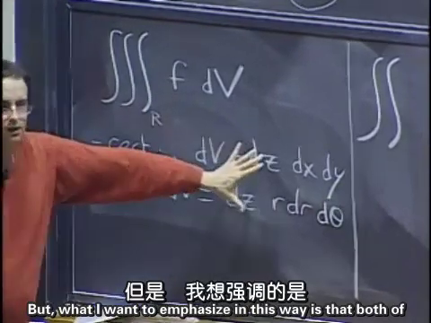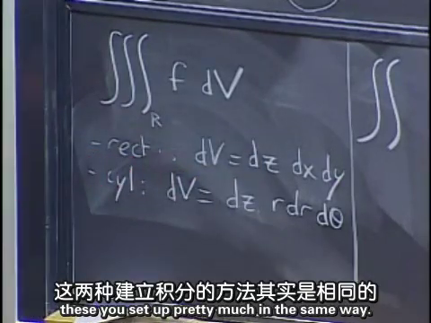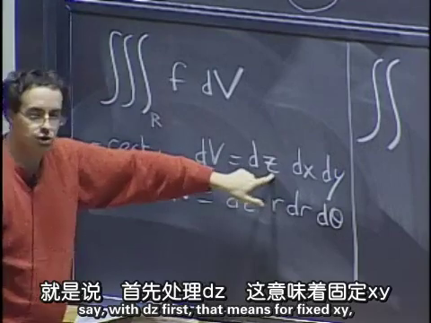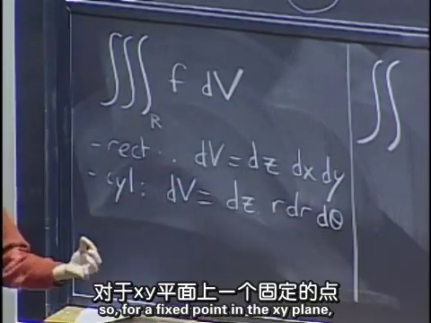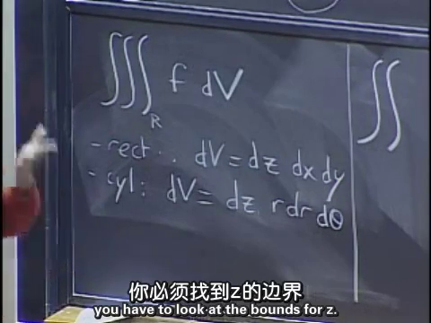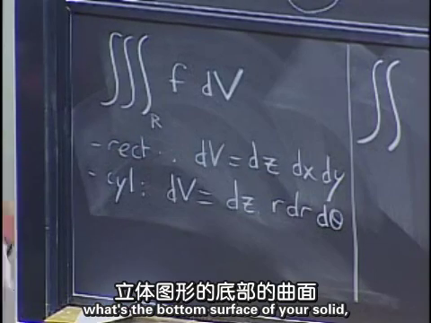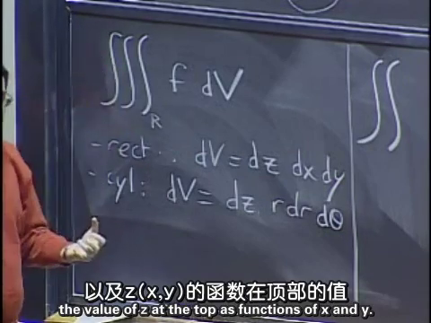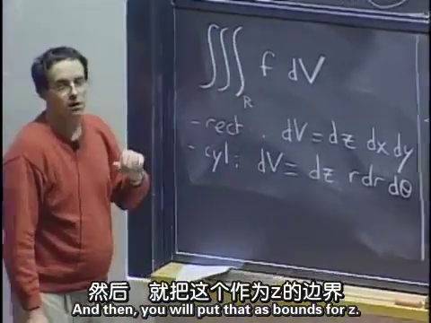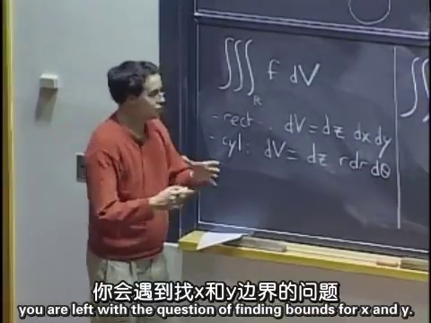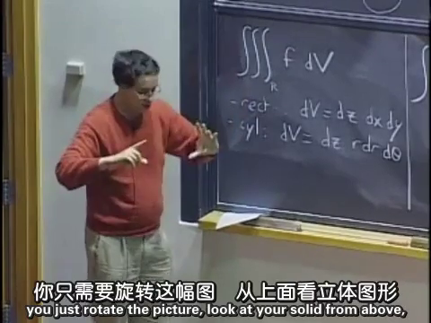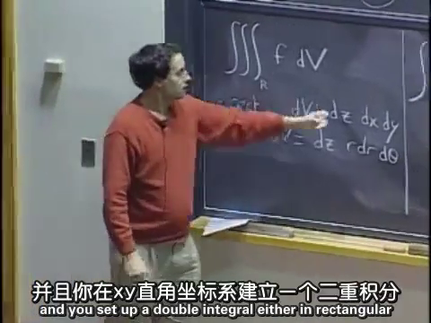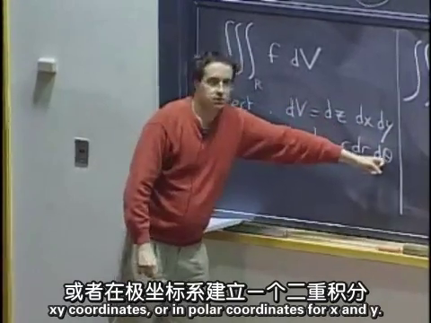But what I want to emphasize in this way is that both of these you set up pretty much in the same way. So remember, the main trick here is to find the bounds of integration. So when you do it, say, with dz first, that means for fixed xy, so for a fixed point in the xy plane, you have to look at the bounds for z. So that means you have to figure out what's the bottom surface of your solid and what's the top surface of your solid. And you have to find the value of z at the bottom, the value of z at the top, as functions of x and y. And then you will put that as bounds for z. And once you've done that, you're left with a question of finding bounds for x and y. Well, for that, you just rotate the picture, look at your solid from above, so look at its projection to the xy plane, and you set up a double integral either in rectangular xy coordinates or in polar coordinates for x and y.